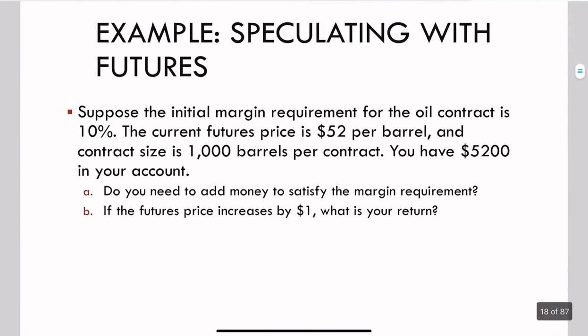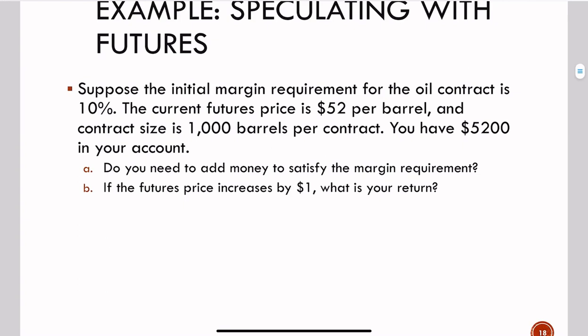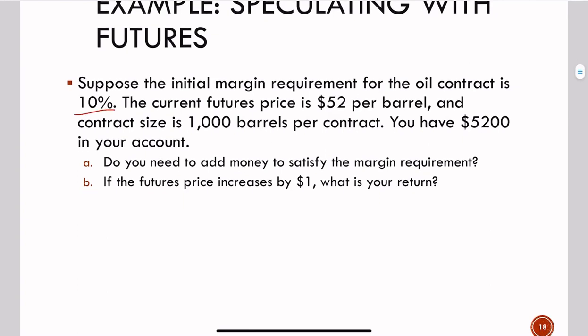Okay, now let's learn about speculation and hedging through examples. The first example is about a person who tries to speculate. Let's say the initial margin requirement for the oil contract is 10%, the current futures price is $52 per barrel, and the contract size is 1,000 barrels per contract.